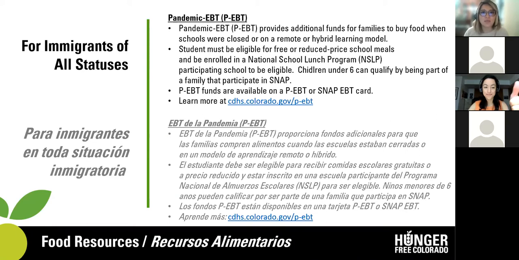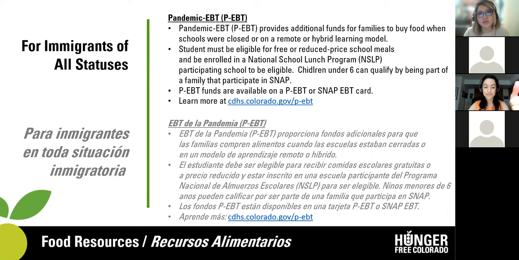Children under 6 can qualify by being part of a family that participates in SNAP. The funds of this program will be distributed with a card that's either SNAP EBT or P-EBT if you are active in food stamps, also known as SNAP. If your children were active in the National School Lunch Program during 2020 and 2021, the P-EBT cards have started to arrive, and they will continue to be mailed through the month of July.